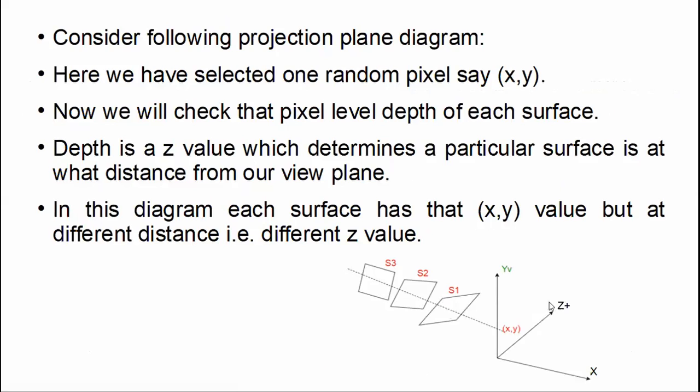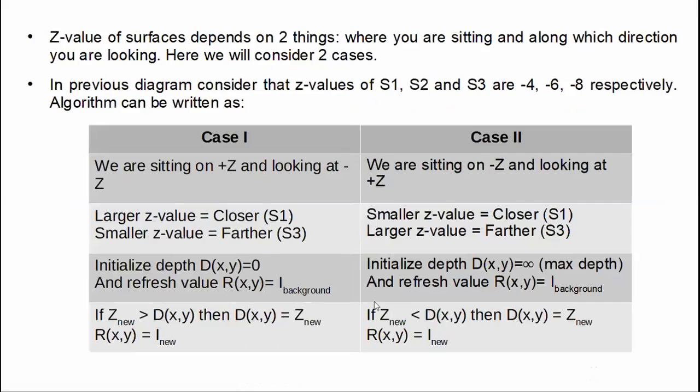Okay. And what is the first case? You are sitting over here and looking in negative z direction. So in this case, surface S1 will be closer to you. Okay. So whichever is the larger z value, that will be closer to you. So in this case, S1 will be closer to you. And whichever is the smaller value, that will be farther from you. So in this case, that will be the S3 surface. So larger z value will be closer, so S1 will be the closer surface, and smaller z value will be farther.